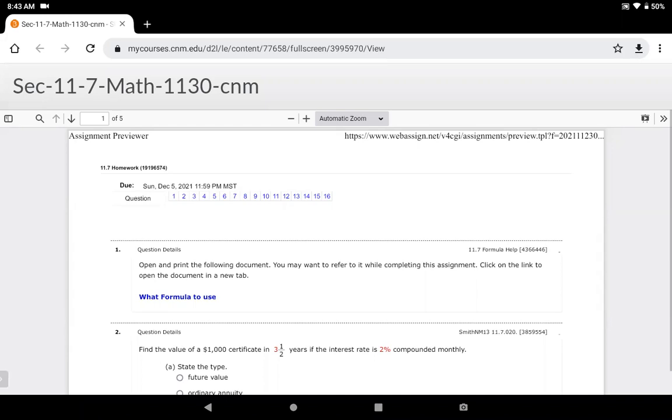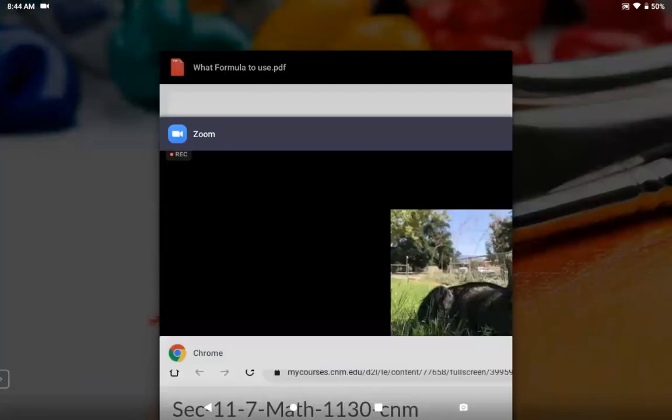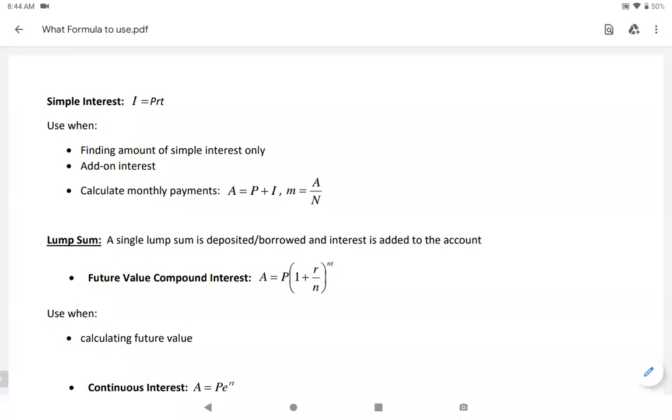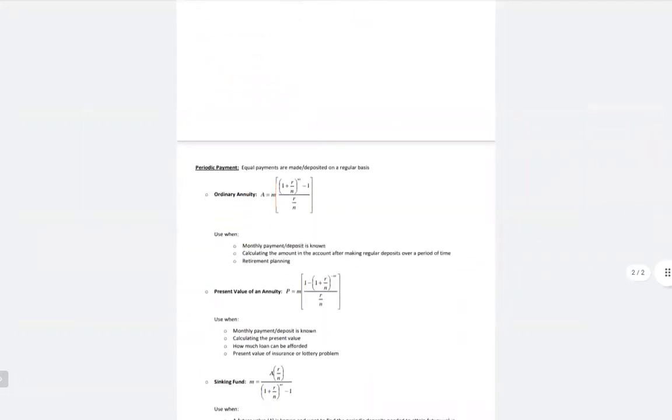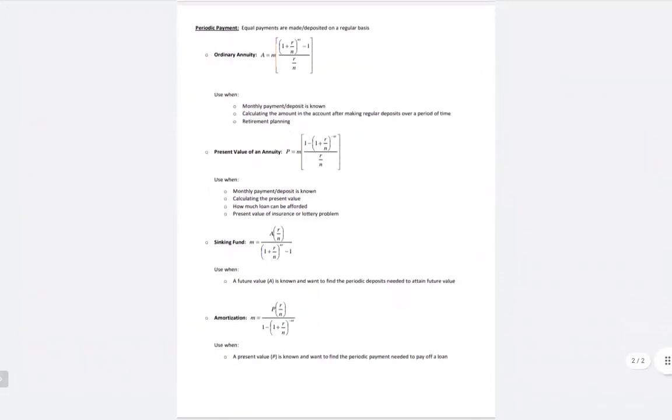Section 11.7 actually just shows us all the formulas at once, and we have to decide which formula we're using. So you'll want to click on the what formula to use sheet because it has all the formulas, right? So we have the simple interest formula, when to use it, the lump sum future value, when to use it, the present value of a compound interest, when to use it, and ordinary annuity, present value of an annuity, sinking fund, and amortization, and when to use these.